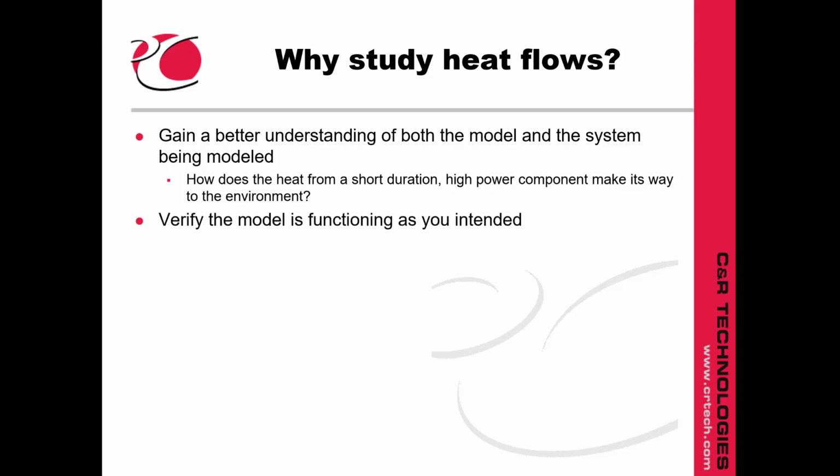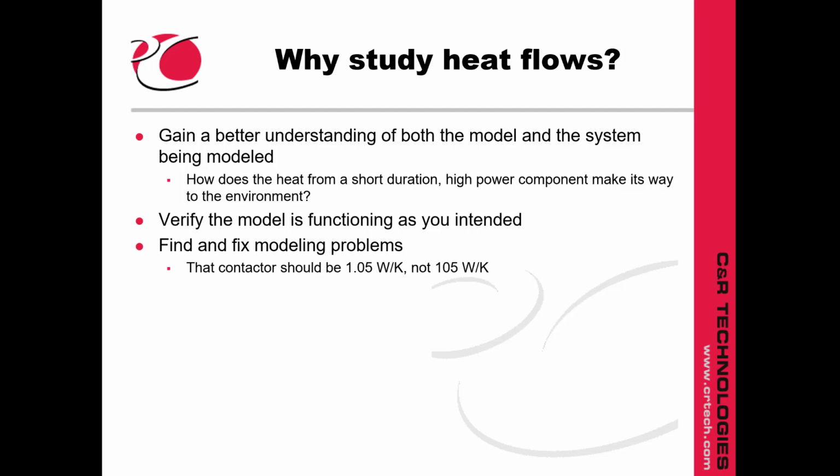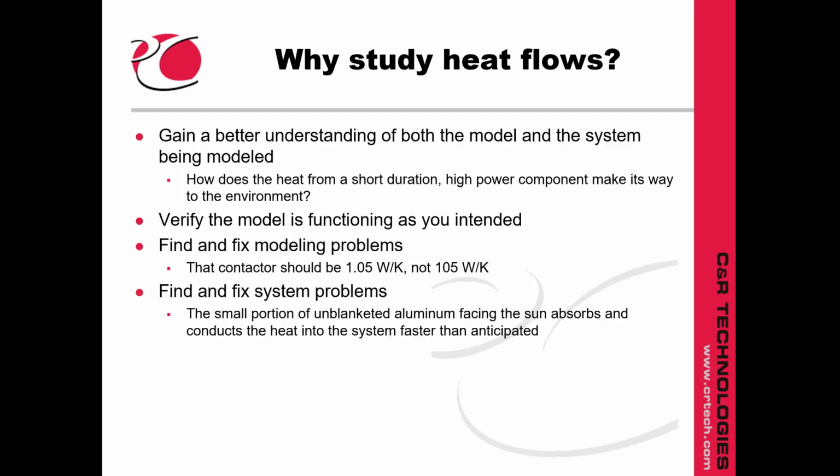You can verify the model is functioning as you intended. You can find and fix modeling problems. For example, you might find a contactor that should be 1.05 watts per K, not 105 watts per K. And you can find and fix system problems. The small portion of unblanketed aluminum facing the sun absorbs and conducts heat into the system faster than anticipated.